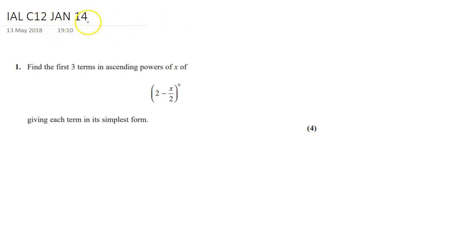C12 January 14, requested by someone. That's why this is the old paper. Find the first three terms in the ascending power of x.